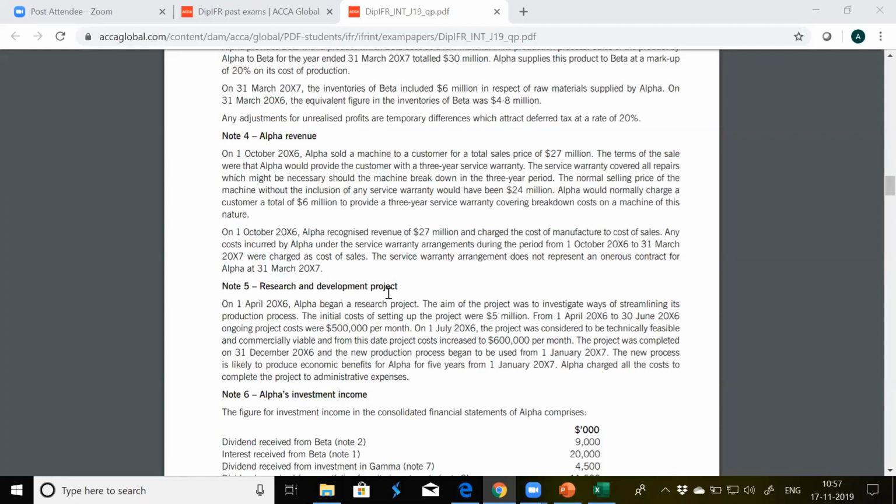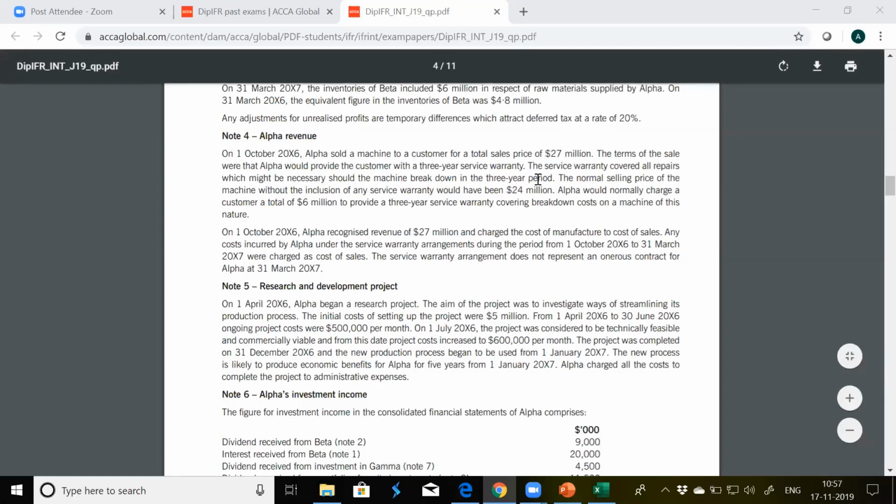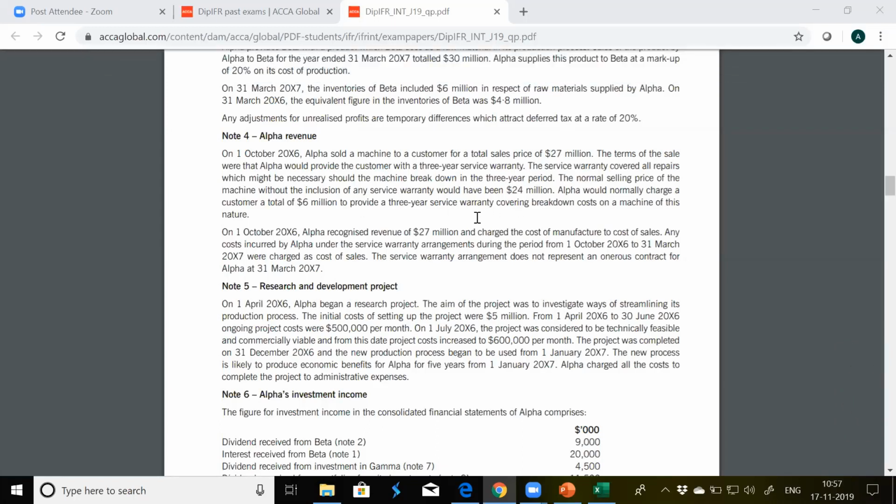So if you remember IFRS 15, revenue from contracts with customers, there was step 4, that is allocate the transaction price, and we were required to allocate this transaction price on the basis of relative standalone fair values. The relative standalone fair value of the machine is 24 million. Alpha would normally charge a customer a total of 6 million to provide a 3-year service. That means the relative fair value of the 3-year service warranty is 6 million. The relative fair value of the machine is 24 million, but Alpha sold it only for 27 million. So will we allocate this in the proportion of 24 and 6? What do you say?